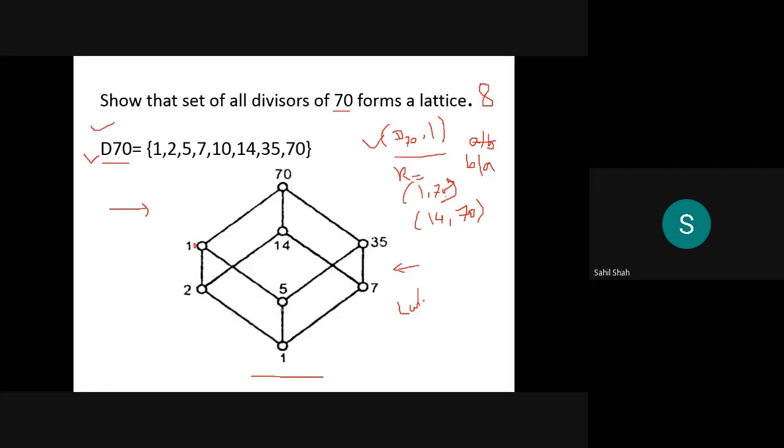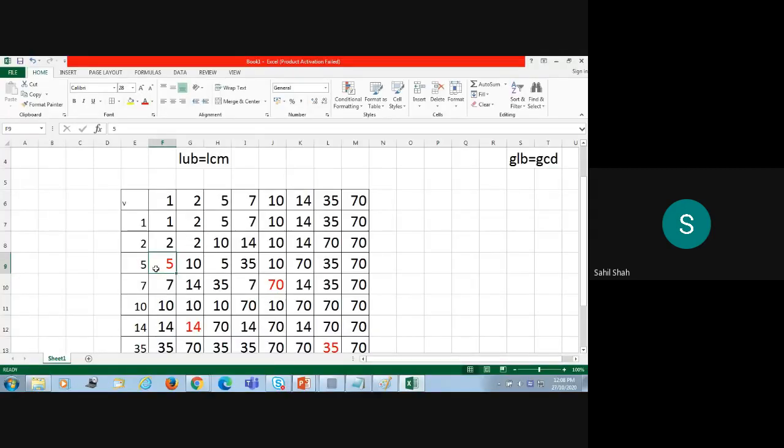What are the upper bounds of 1 and 5? Upper bounds of 1 are 2, 10, 70, 7, 35, 14 and 5 as well. What are the upper bounds of 5? All these. Out of that, 5 is the least upper bound of the pair 1, 5. So I have got the same.